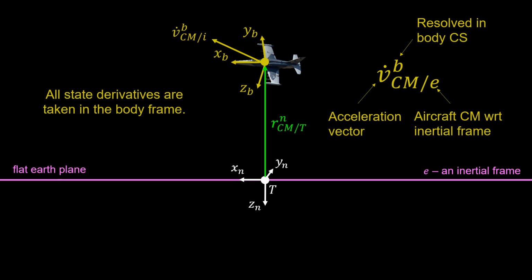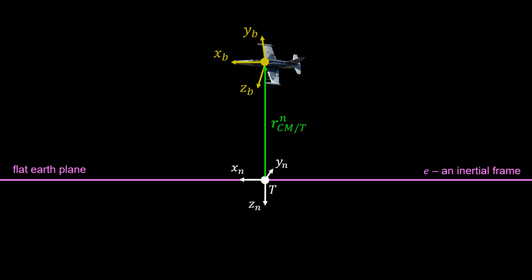What about angular rates for the aircraft? This variable is denoted omega. How is it expressed?